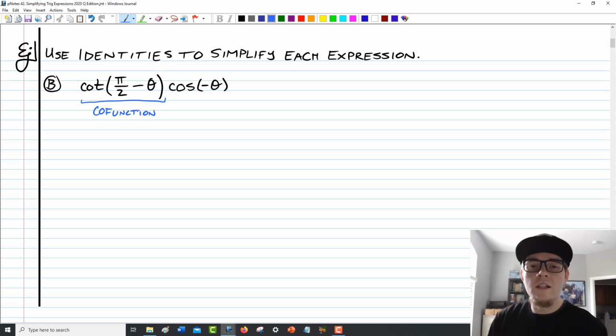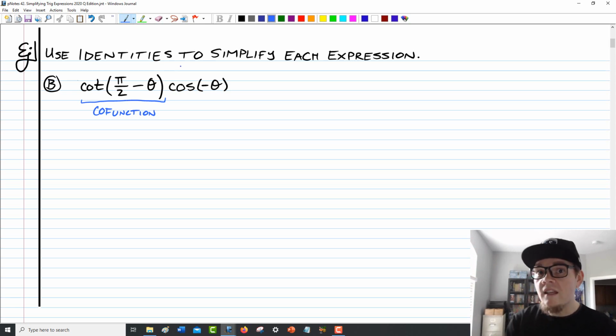But we seem to have a cofunction identity. The presence of pi over 2 minus theta, or 90 degrees minus theta, tells us that we've got a cofunction relationship.